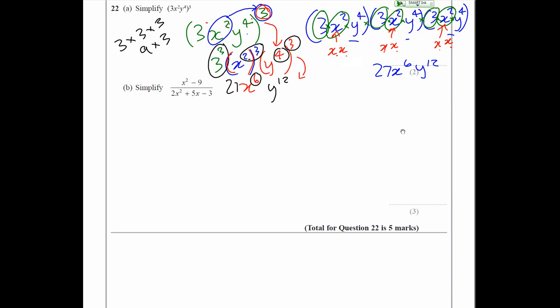Part B, simplify. X squared minus 9 over 2x squared plus 5x minus 3. You can think of this as 2 questions in one. Question 1, question 2. For question 1, this is actually called the difference of 2 squares.